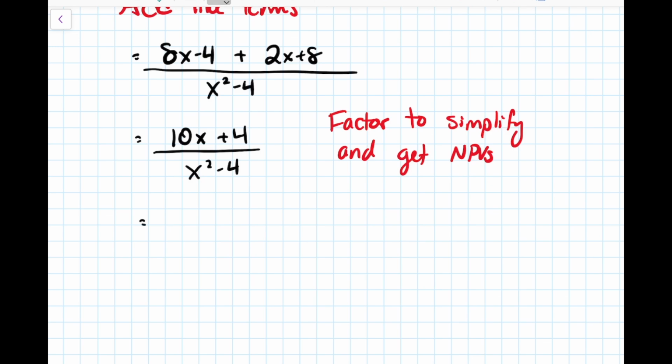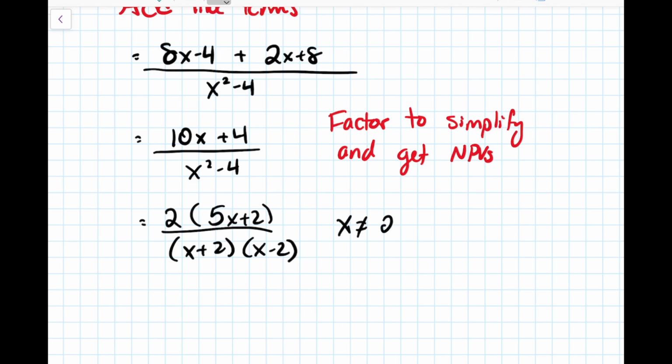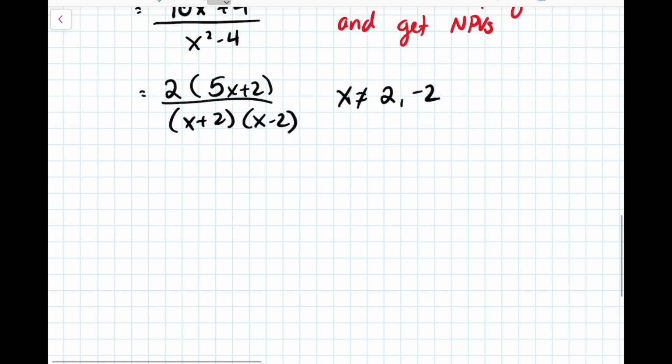Up top in this case, we can factor out a common factor of 2, which is going to leave me with 5x plus 2. On the bottom, we've got a difference of squares, so x squared minus 4. That's going to factor to x plus 2 times x minus 2. So in this case, I actually can't simplify, right? I've got no common factors. But I do have NPVs. X can't be +2 or -2.